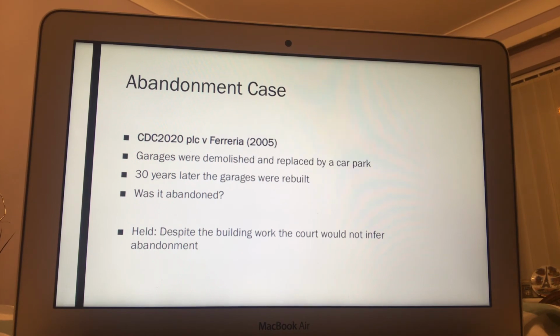There have been cases regarding this, which have provided confusion, in the case of CDC 2020 PLC and Ferreira 2005. There were garages which were demolished and replaced by a two-storey car park. After 30 years had passed, the garages were rebuilt. The defendant argued that it had been abandoned. However, the courts would not infer abandonment lightly and the claimants were allowed to use it again.